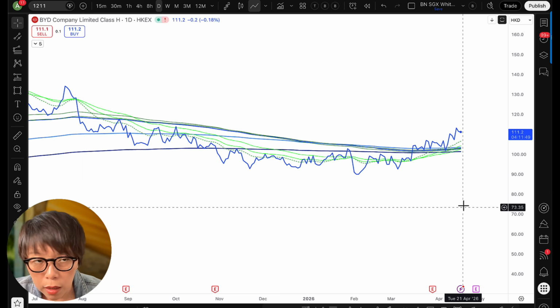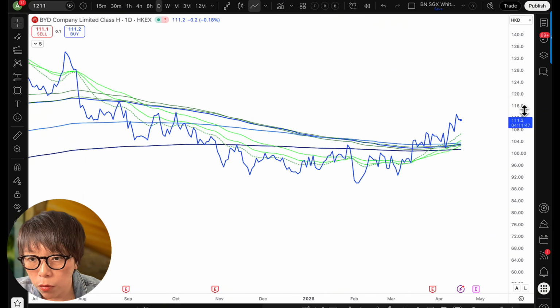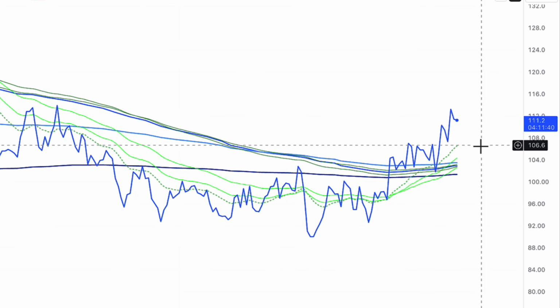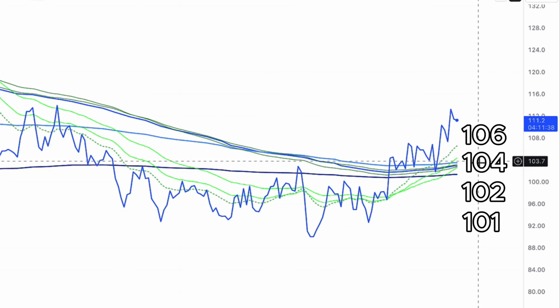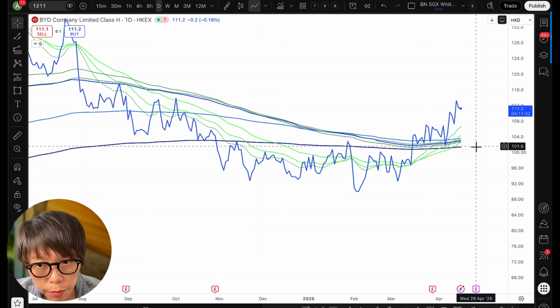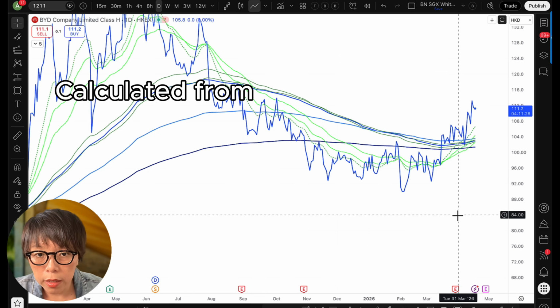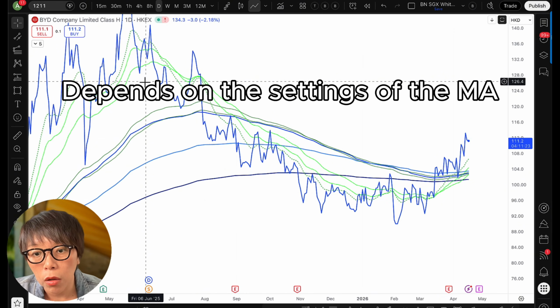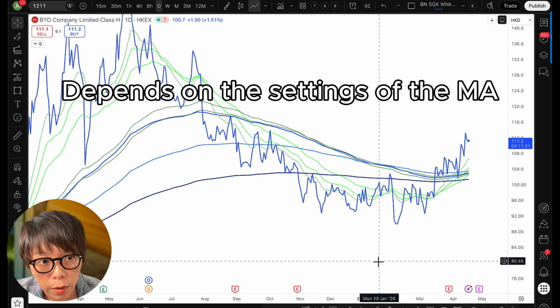This is a daily chart, and I have a cluster of prices here. These are clusters of prices, and they range from 106 to around 104, to a cluster here of 102, and then lastly to 101. So these are the average prices which belong to BYD, calculated from the historical prices, depending on the setting that we put in.